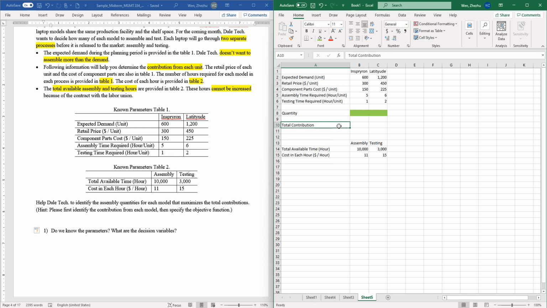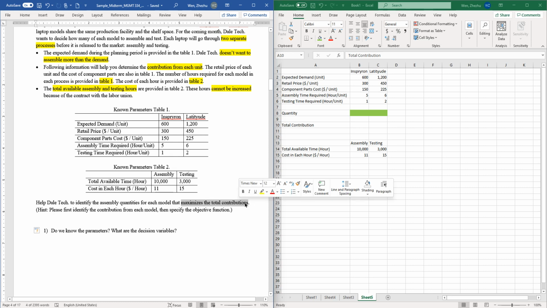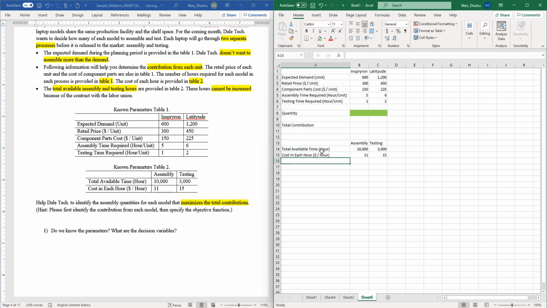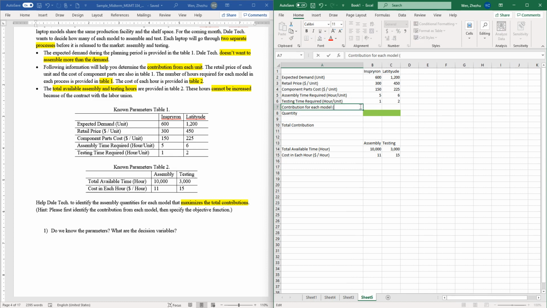Why am I talking about total contribution? Because it reminds us to maximize the total contribution. We need to figure out the total contribution based on the quantity we'll be determining later using the solver. So we do not yet know the contribution for each model. This information is hidden. It's not directly provided, but we need to figure it out using some steps.